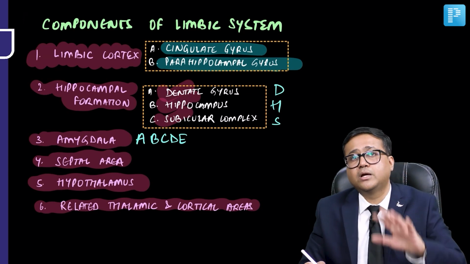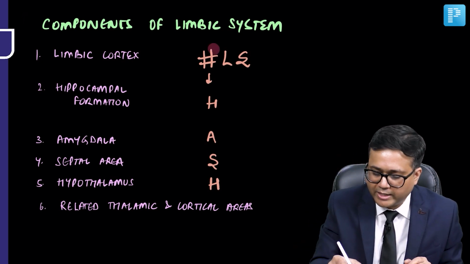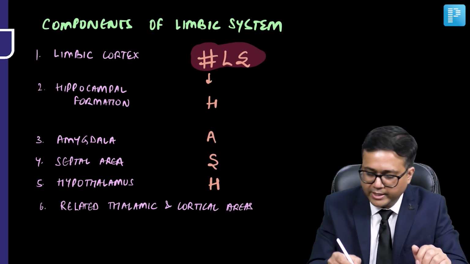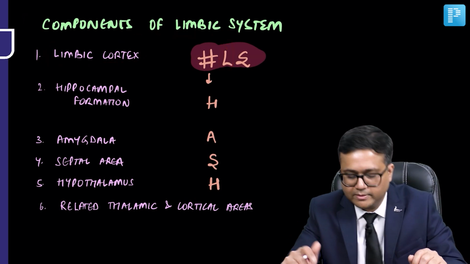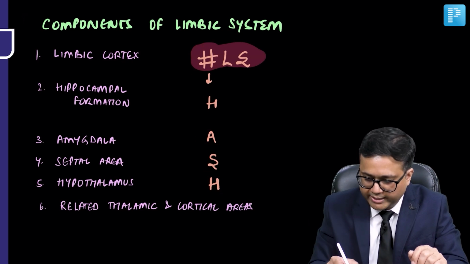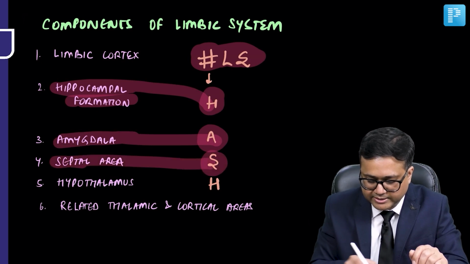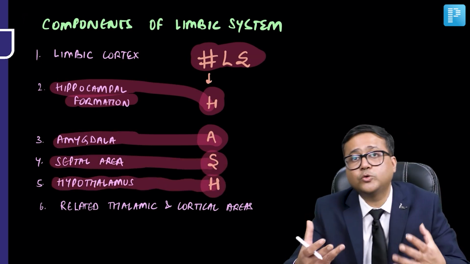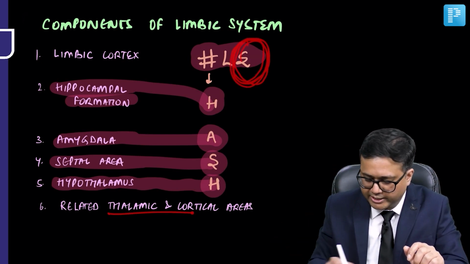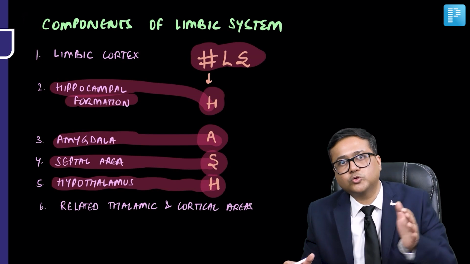Again, how to remember all these important components? Nowadays, anything which is trending, we put a hashtag. So you can write down hashtag LS. LS is what? Limbic system. So L, of course, is the limbic cortex, and the hashtag you can remember with the term HASH. H stands for the hippocampal formation, A is amygdala, S is the septal area, H is the hypothalamus including the mammillary body, and S you can remember as certain other structures related to thalamic and cortical areas. So this is the mnemonic to remember all the important components, and you can also remember the sequence as well.